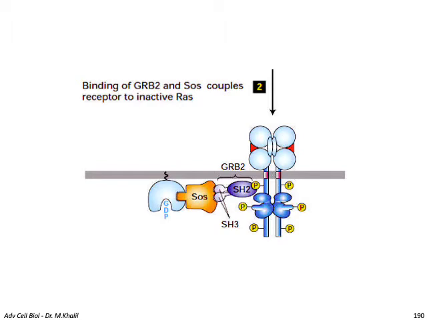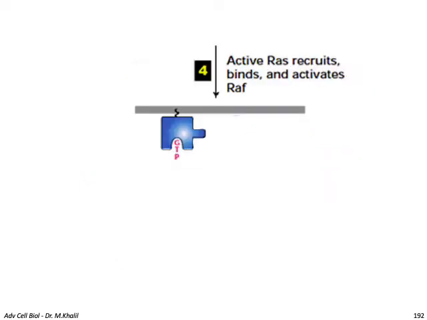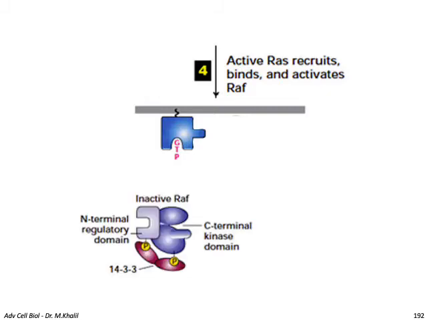Soon, once SOS is bound to the inactive RAS, the RAS is activated through the displacement of GDP with GTP. Once RAS is active, it will transduce the signal from the cell membrane into the cytoplasm. So the active RAS will start to work on the inactive RAF.